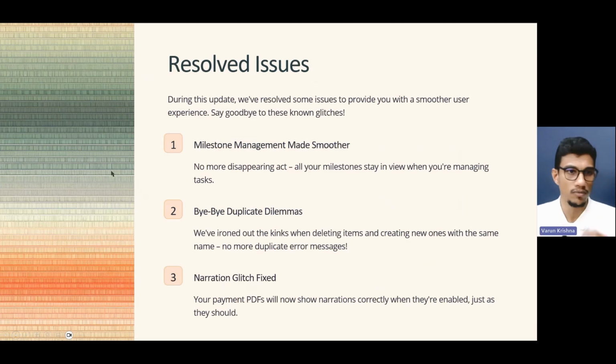Now we'll be moving into some of the resolved issues. During this update, we have resolved some issues to provide you with a smoother user experience. And what were those glitches? Milestone management made smoother. No more disappearing act. All your milestones stay in view when you're managing the tasks. So where does this get reflected?